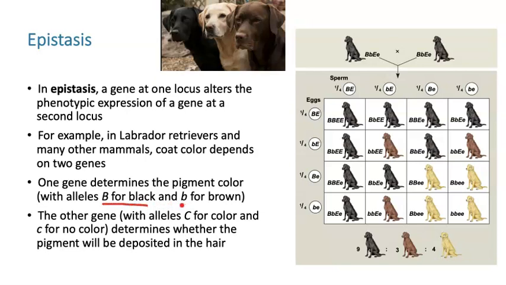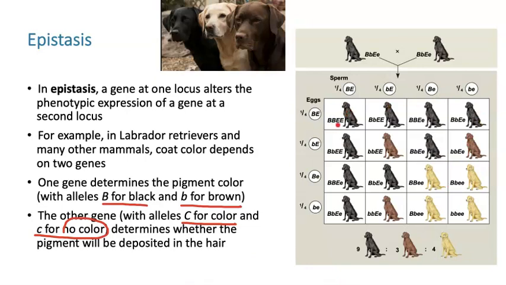Big B for black, little b for brown. Just by looking at this, you should be able to know that black is dominant and brown is recessive because we're using big B's and little b's. But there's this other gene, and it's the gene that we're calling the E gene. The E gene codes for whether or not the color is deposited or whether there is no color in the hair. If there's no color in the hair, you end up with yellow.